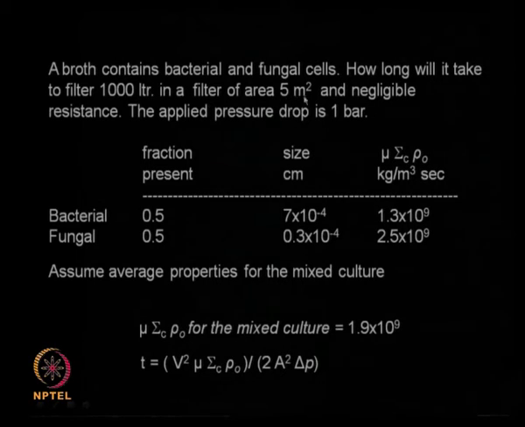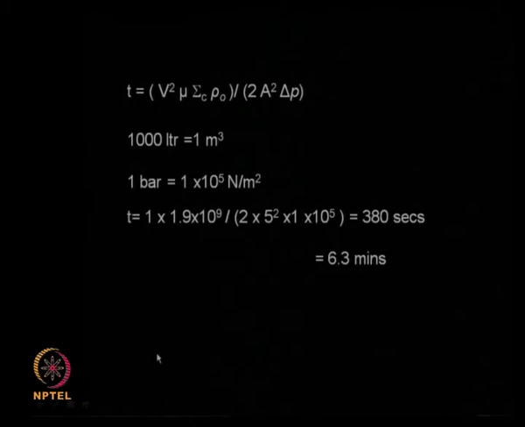We know the area of the filtration setup, we know the delta P, that is 1 bar. So all you need to do is introduce all those terms here and calculate T. So it is very simple, straightforward. So you get 6.3 minutes. So it takes 6.3 minutes to filter a mixture of bacterial and fungal of equal proportions, but they have different resistivity.